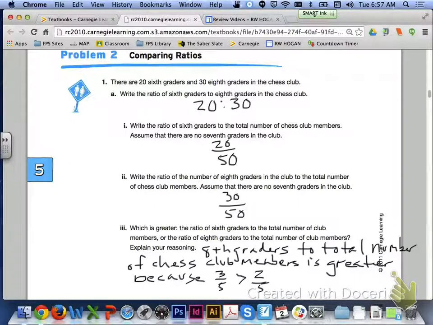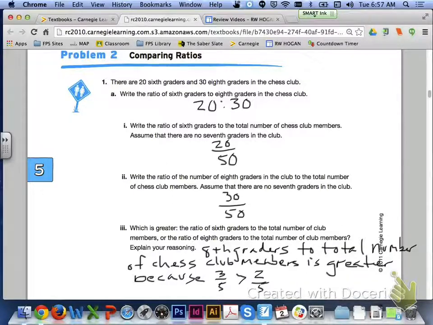If I take a look at letter A, my ratio should be 20 to 30. If I take a look at Roman numeral number 1, the ratio of 6th graders to the total number of chess club members is 20 to 50. For Roman numeral 2, the ratio of the number of 8th graders in the club to the total number of chess club members is 30 to 50.